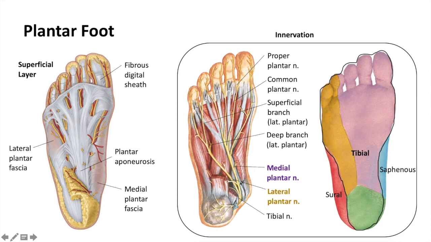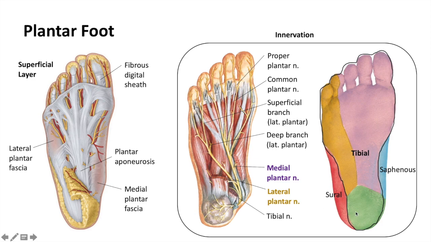At our foot, let's start at the bottom. We start with our tibial nerve, and that's going to branch into our lateral plantar, going to the lateral aspect of our foot, and then the medial plantar. So remember, that's coming off of our tibial nerve, which is located on the posterior aspect of the leg. From our medial plantar, we're going to branch up into the common plantar and then the proper plantar as we get to our toes. On this lateral side, we're going to have a deep branch, and we're also going to have some superficial branches.